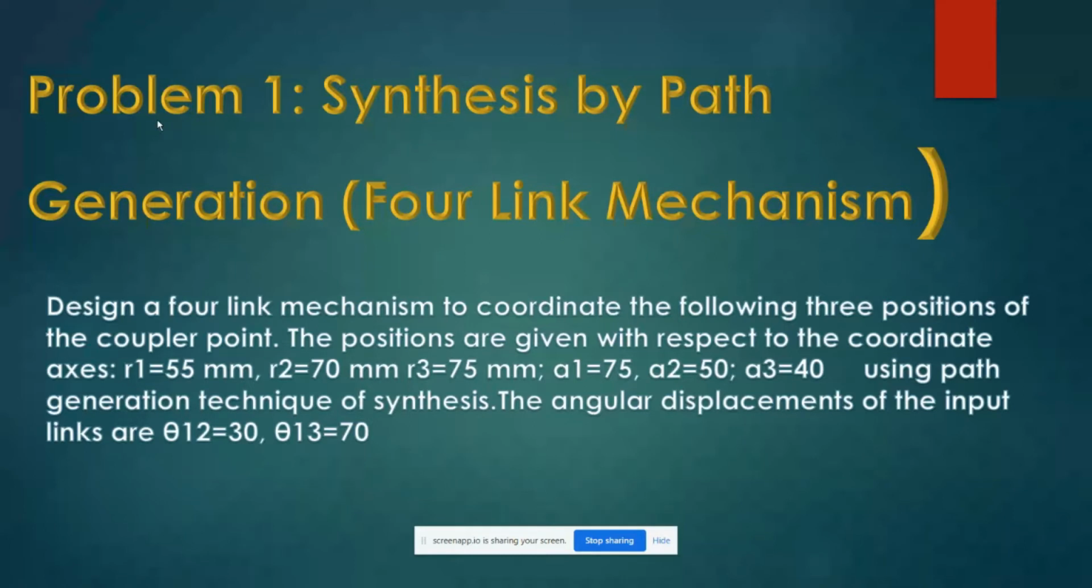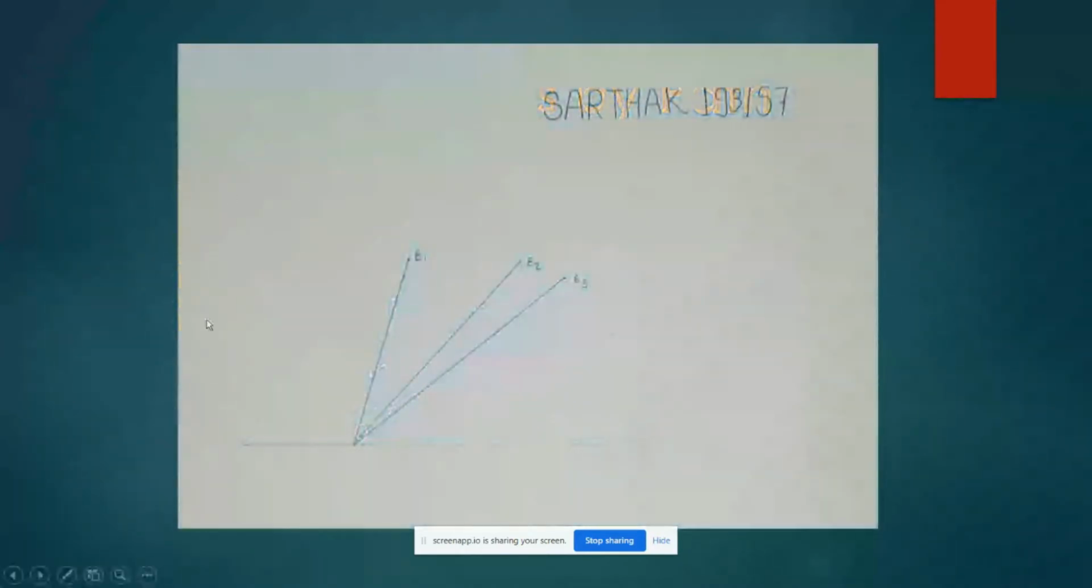Problem 1, which is based on the synthesis by the path generation method for the four-link mechanism. In this problem, we are provided with the 3 points which are E1, E2 and E3, for which we have given the polar coordinates. After that, we have given angular displacement of the input links which are theta 12, which is 30 degree, and theta 13, which is 70 degree. And we have to design a four-link mechanism from this given information. Now let's see how to solve this problem.